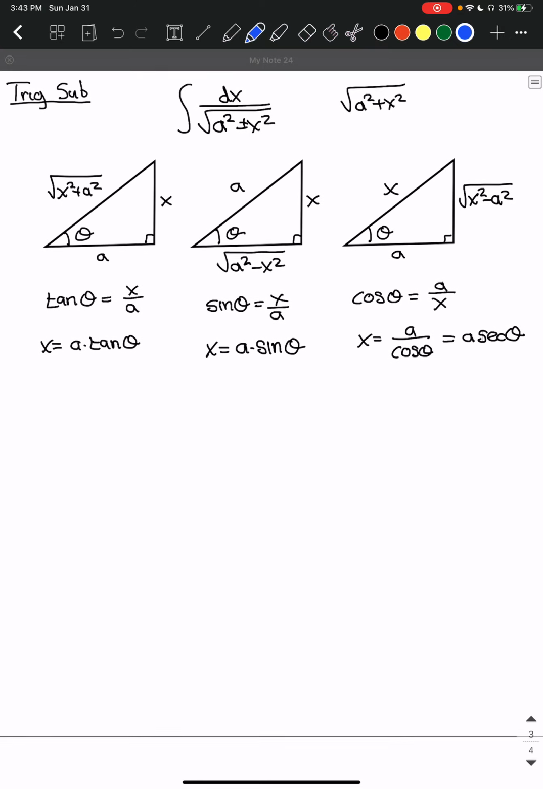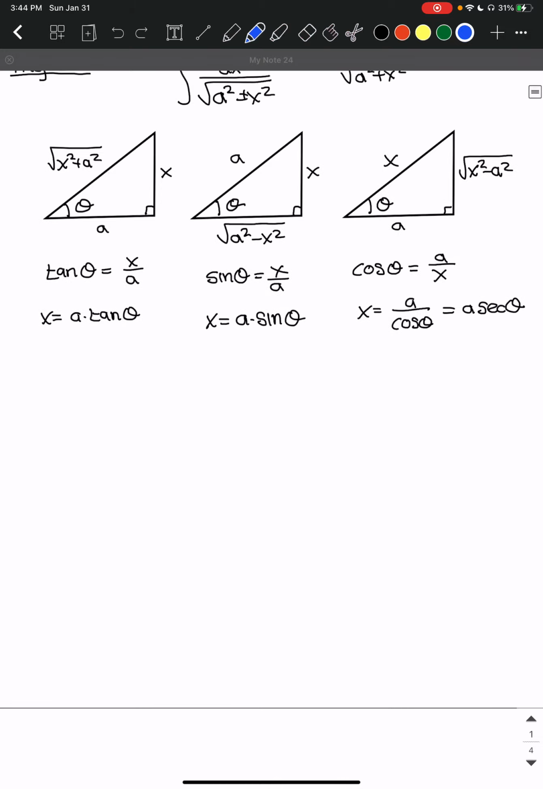So I go up here and I recognize it as this triangle here. Immediately, what a lot of people like to do is say x is equal to a tangent of theta and go on their way. That's totally fine, but I'm going to work it out specific to this triangle.